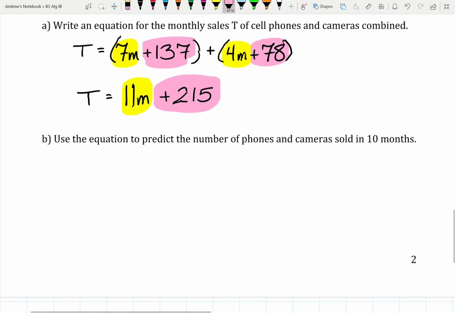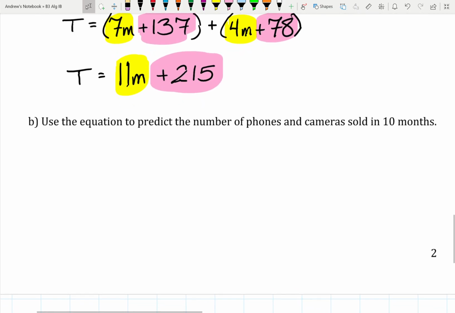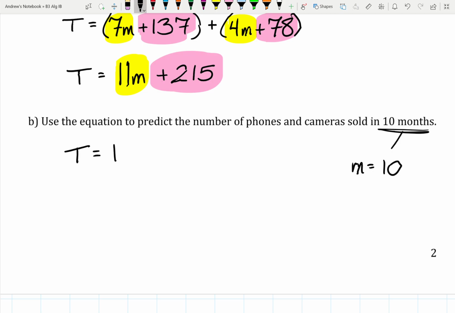What it wants us to do after that is we're actually going to use that. We're trying to predict the number of phones and cameras sold in 10 months. So the fact that the 10 months is there means that I'm going to use that. I'm going to say that M is equal to 10, and I'm going to plug that right in. So we're going to take the same thing we just had. T equals 11M plus 215. And I'm going to take that 10 and plug it in for the M. I'm going to put it in parentheses so it doesn't look like 1,110.